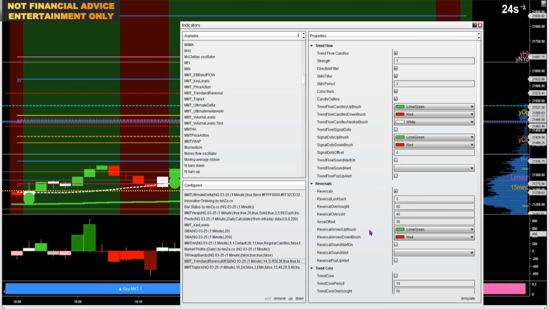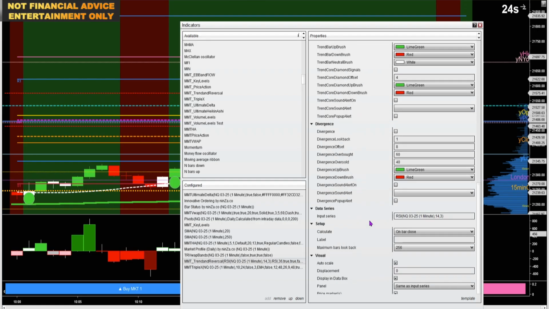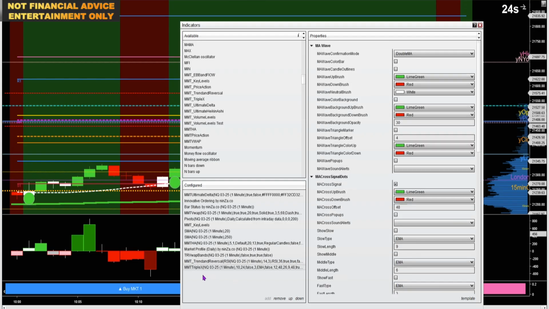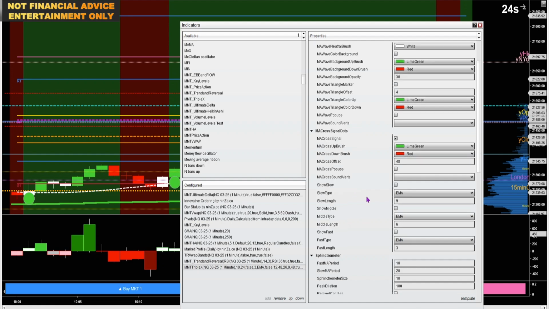We did not get any reversal signals today. And this is based off of an input series of the RSI. Default settings, using the RSI as my input series. For the MMT XXX, all I have enabled is the moving average crossover signal dots. I'm trying out some new settings for the slow, middle, and fast. I've got the Tesla 369 numbers in there. Just seeing if I can possibly catch some moves a little bit quicker. So I'm playing around with those settings.